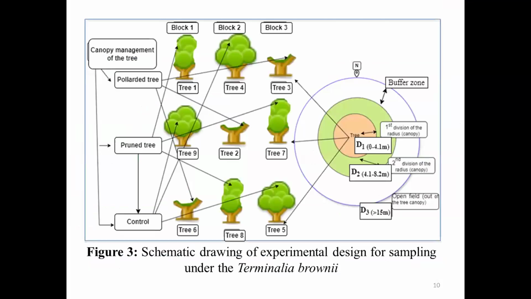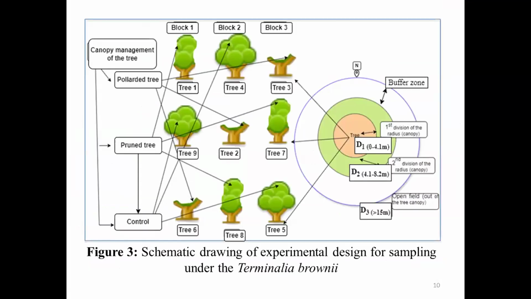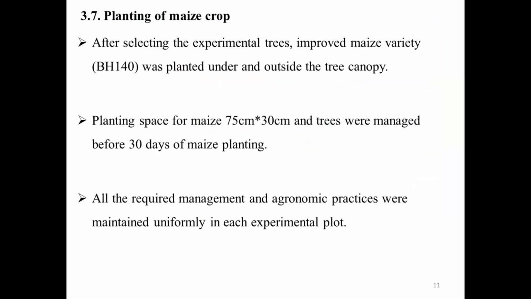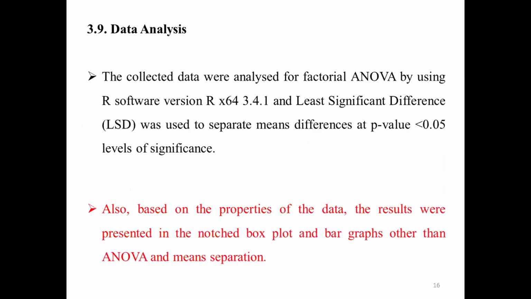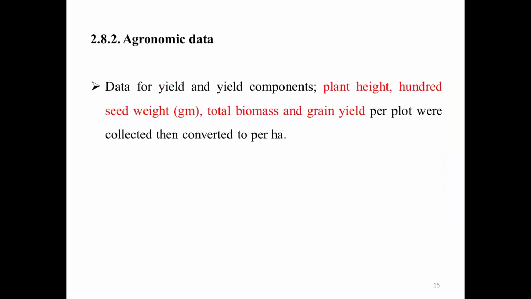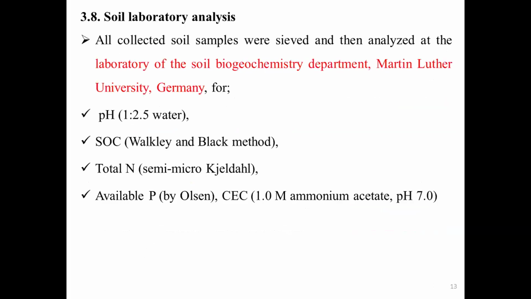This is the schematic layout of the experimental design. Under each tree, those three radial distances were drawn under pollarded, pruned, and neither pollarded nor pruned. Then crop yield, yield components, soil and microclimate data were collected from those plots. After collection, the data were analyzed using an ANOVA model and mean separation to separate the results.